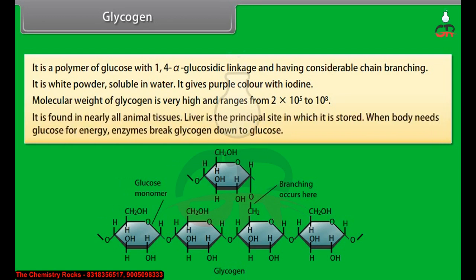It is found in nearly all animal tissues. Liver is the principal site in which it is stored. When the body needs glucose for energy, enzymes break glycogen down to glucose.